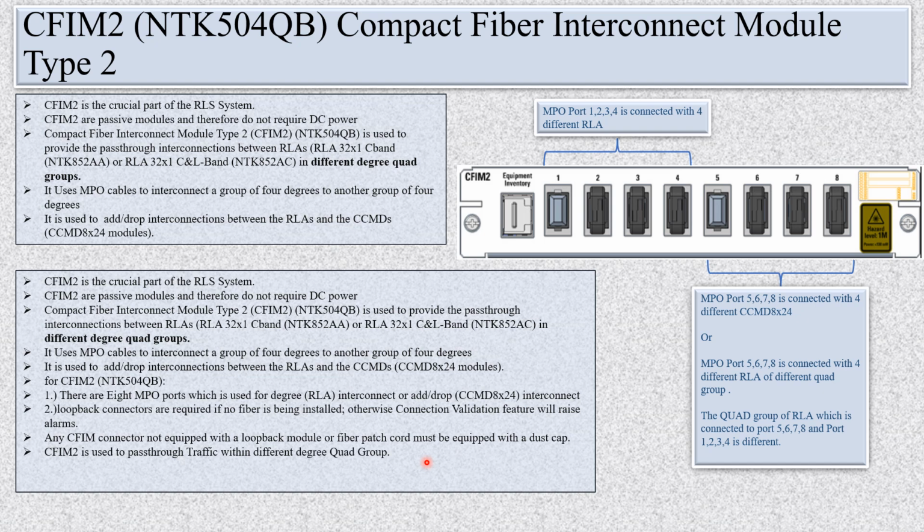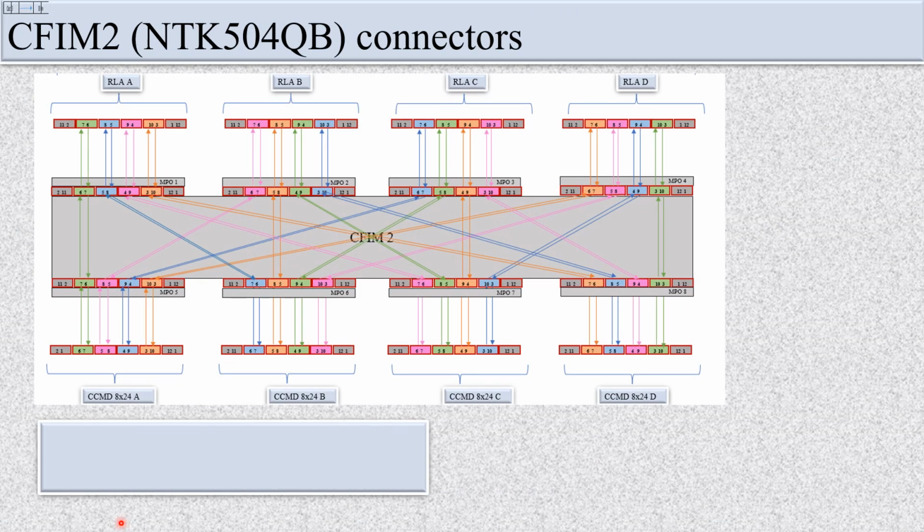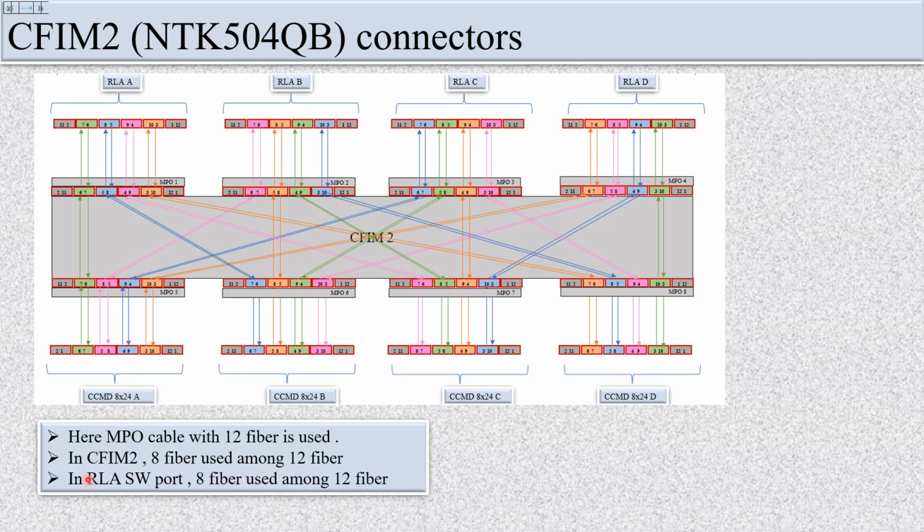Any CFIM connector not equipped with a loopback module or fiber patch cord must be equipped with a test cap. CFIM2 is used to pass through traffic between different degree groups. CFIM2 is used to add/drop traffic. So these are the two basic uses of the CFIM2. So let's see its connectors. You can see here MPO cable with 4 fiber is used. In CFIM2, 8 fiber is used among 12 fibers. In RLS switch port, 8 fiber used among 12 fibers.